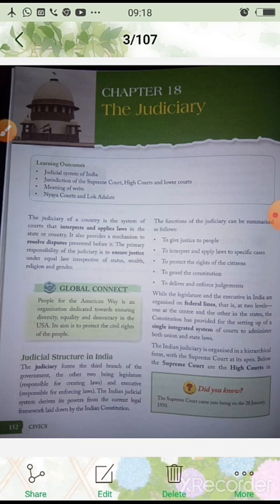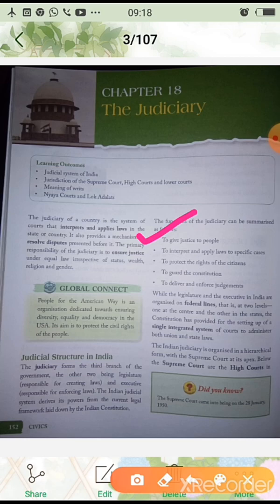And the functions of the judiciary can be summarized as follows. First one, very important. Now what is given? What are the functions of the judiciary? First, to give justice to people. Second, to interpret and apply laws to specific cases, to protect the rights of the citizens, to guard the constitution, and the last one, to deliver and enforce judgment.